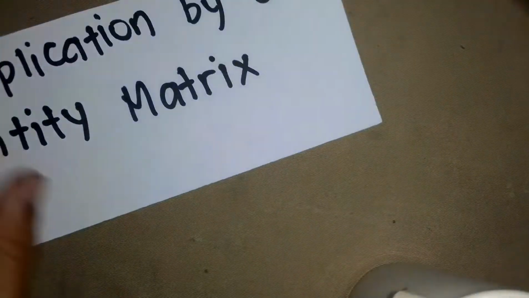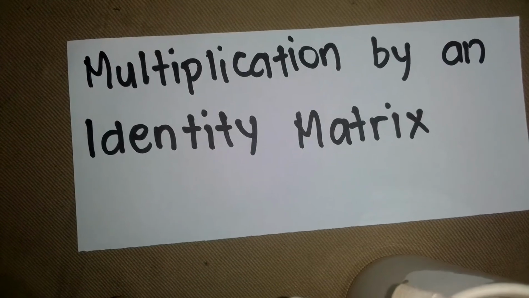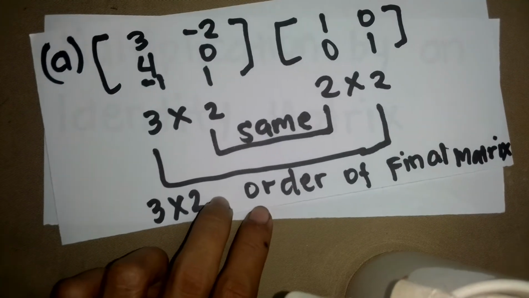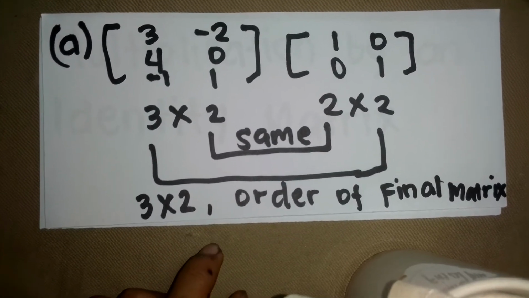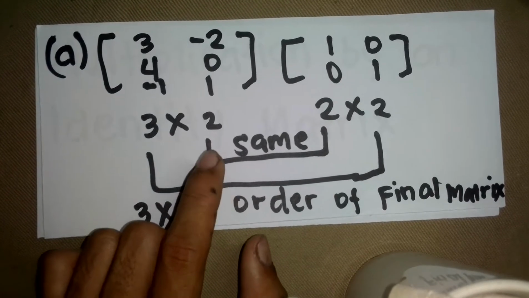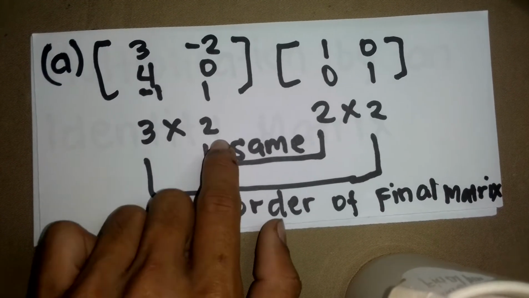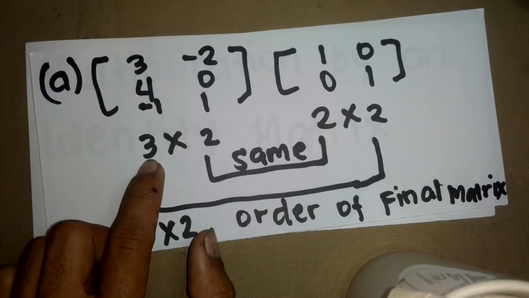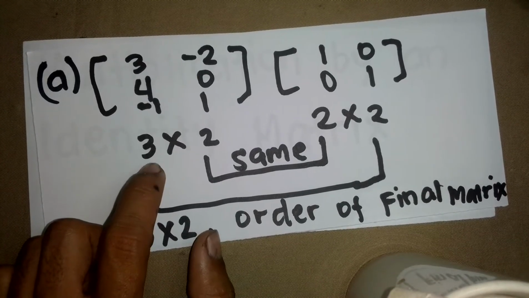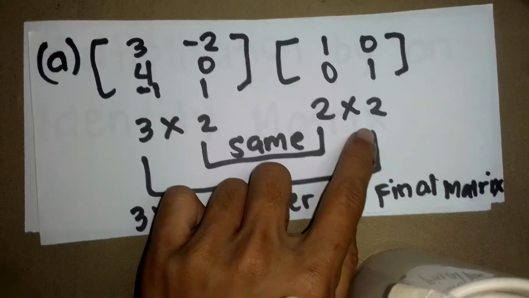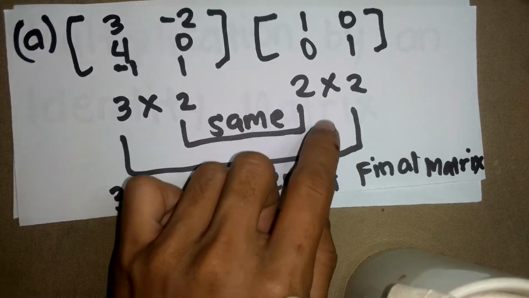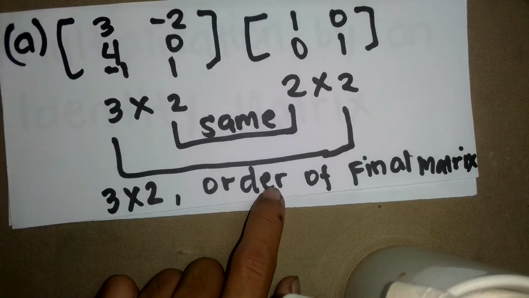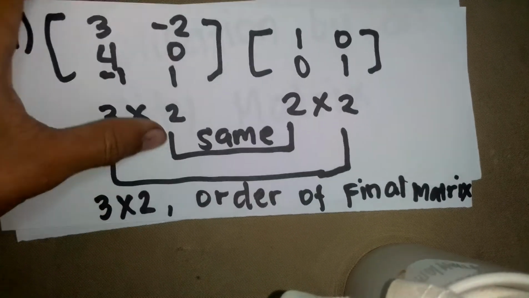For another example, multiplication by an identity matrix. Just like the rule said, we can proceed to the multiplication of matrices if the number of columns of the first matrix is the same as the number of rows of the second matrix. The rows of the first matrix and the columns of the second matrix give 3 by 2 as the order of our final matrix.